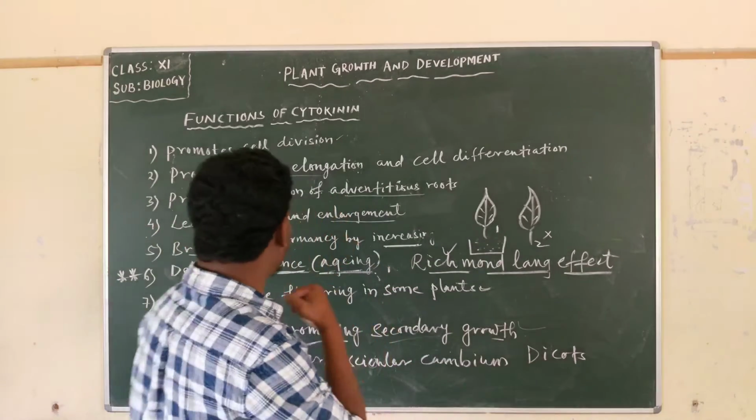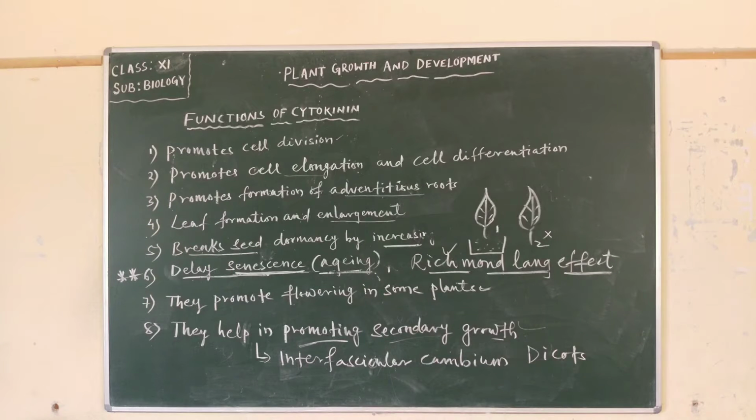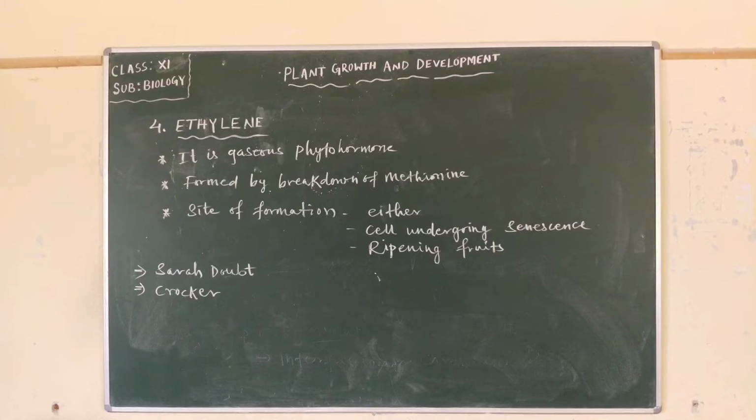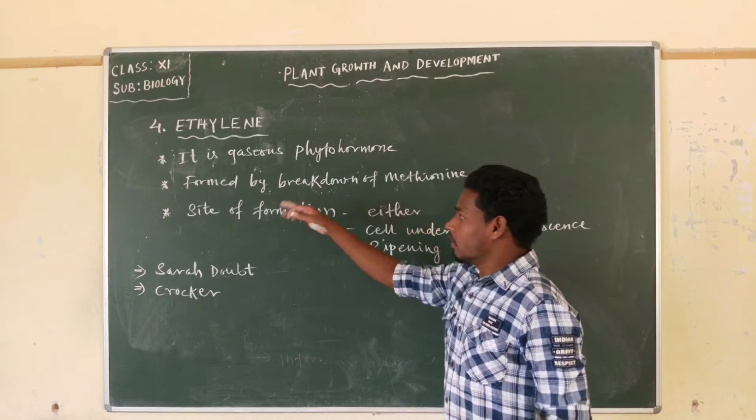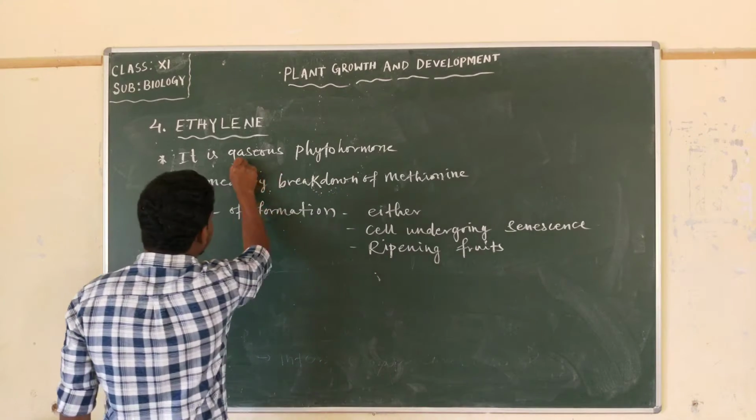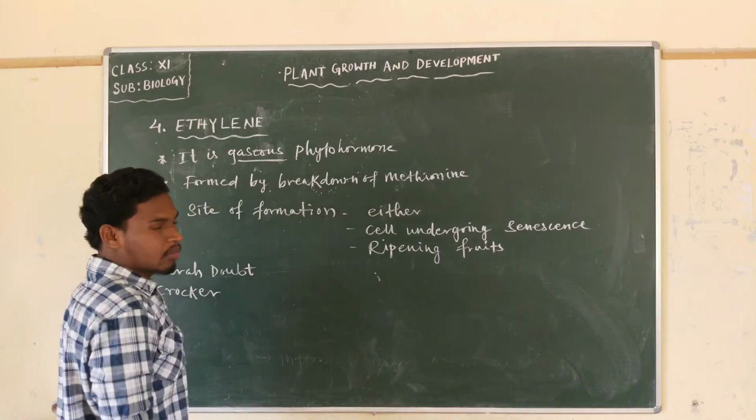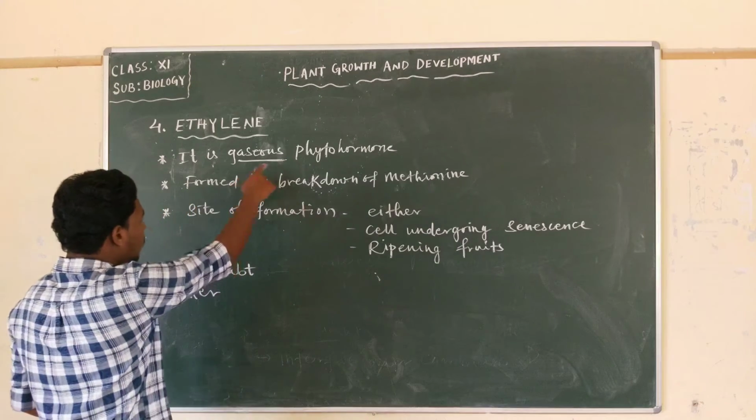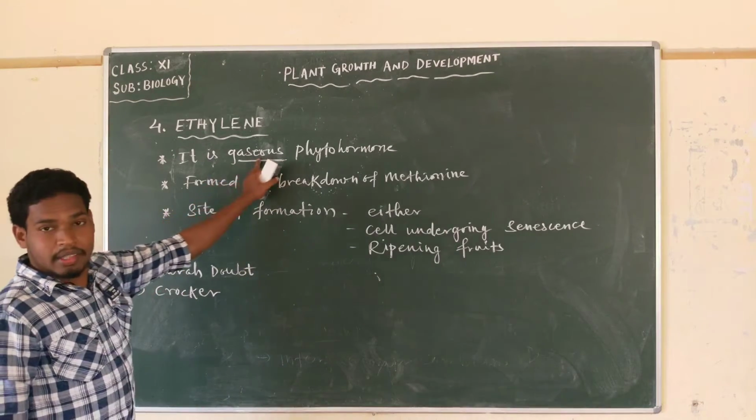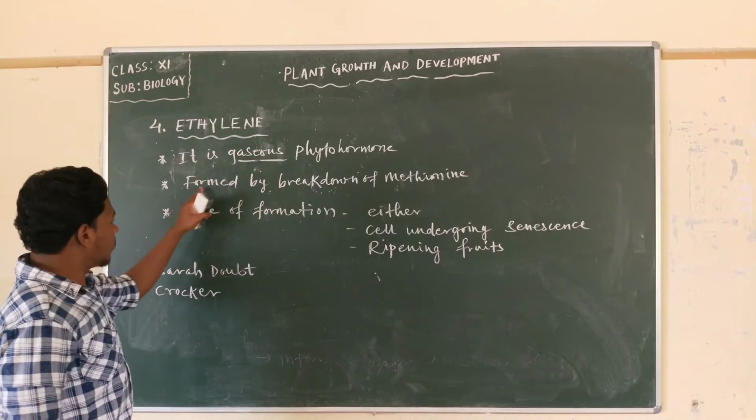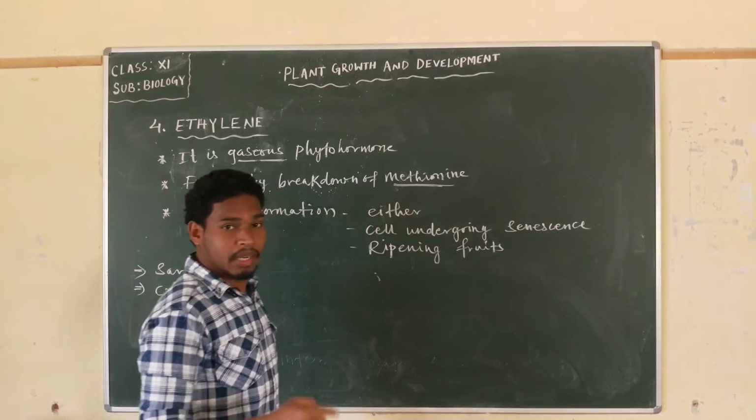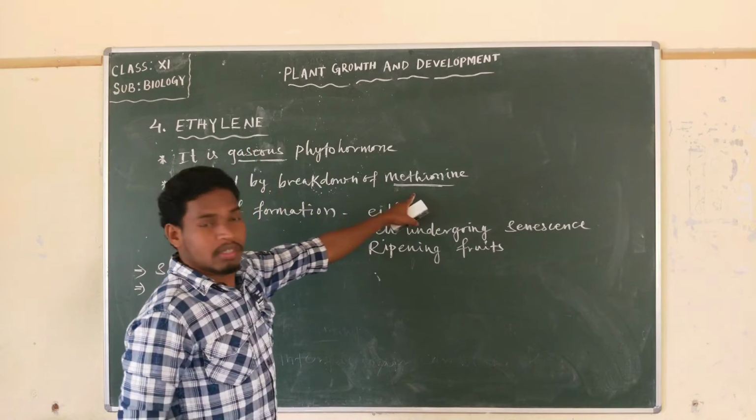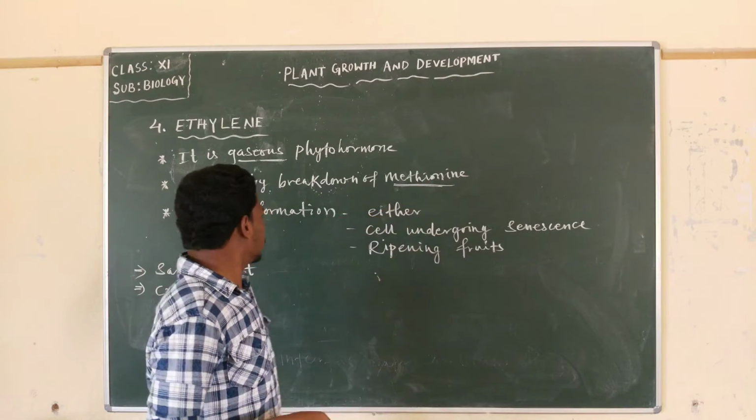So I hope you understood all of the functions of cytokinins. We will proceed to the next phytohormone, that is ethylene. Ethylene is the only phytohormone which is in the gaseous state. So this is known as the gaseous phytohormone. Which one is the gaseous phytohormone? It is ethylene. Next, it is formed by the breakdown of methionine. That means ethylene is formed in plants by the breakdown of methionine.